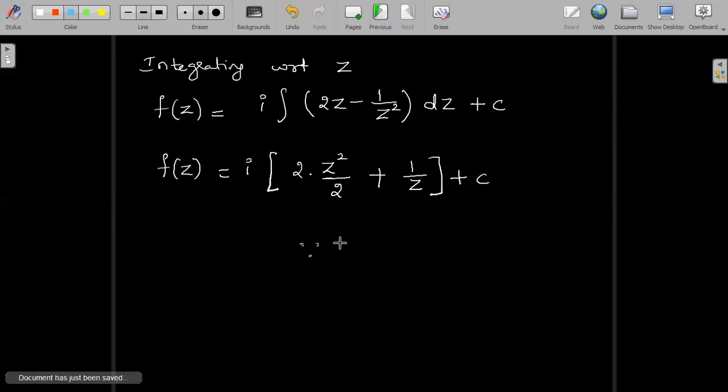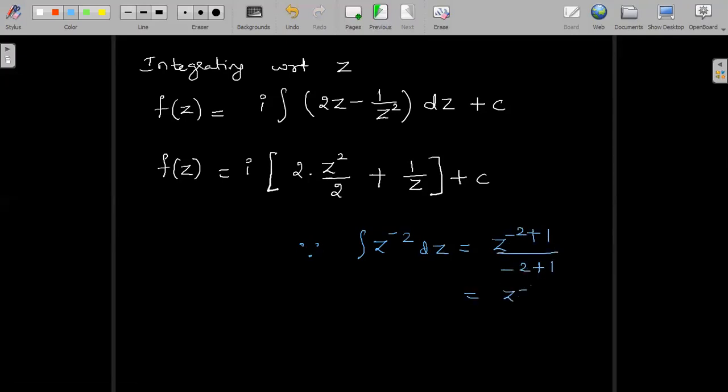So this is because of the reason that we have integration of z power minus 2. So z power minus 2 integration we need to obtain, no? dz. So this is z power minus 2 plus 1 divided by minus 2 plus 1. So this gives me z power minus 1 divided by minus 1, which is minus 1 by z. But we observe there is a minus sign here in the integration part. So minus of minus becomes plus. So that is how we are able to obtain the integration for this.